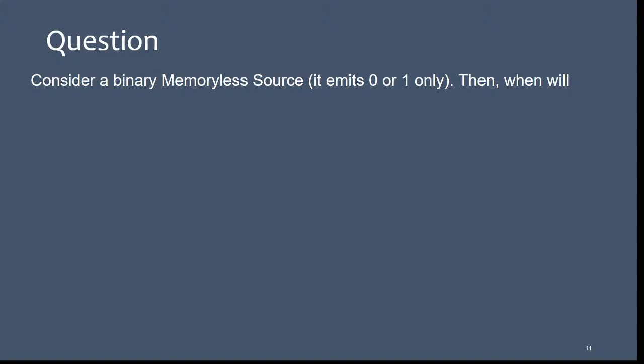Okay, let us move further. So here I have a question. This question is from the previous homework. Consider a binary memoryless source and it emits 0 or 1. Since it is binary, of course, it would emit 0 or 1. Then, when will the entropy attain its maximum value? You are given a binary source, you need to find out when its entropy becomes maximum.